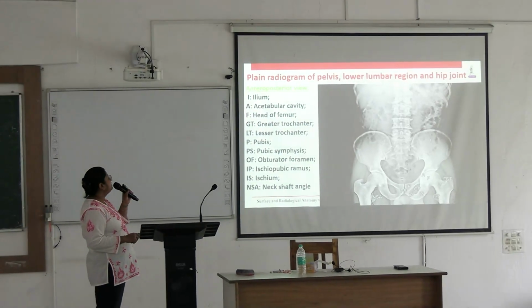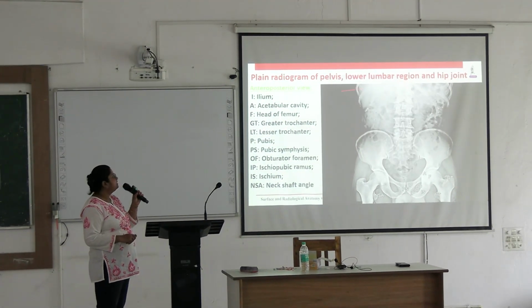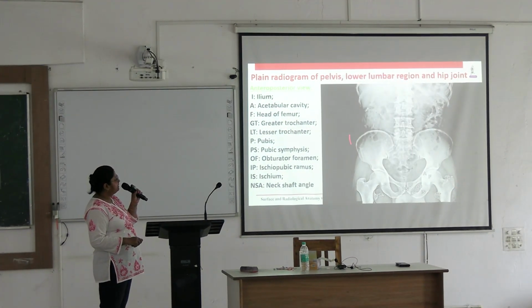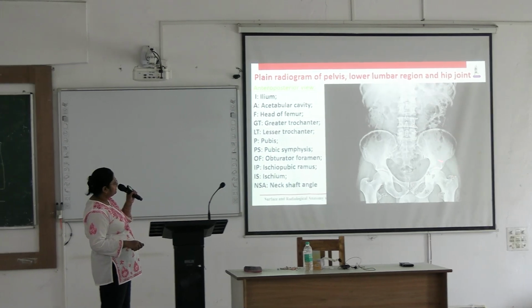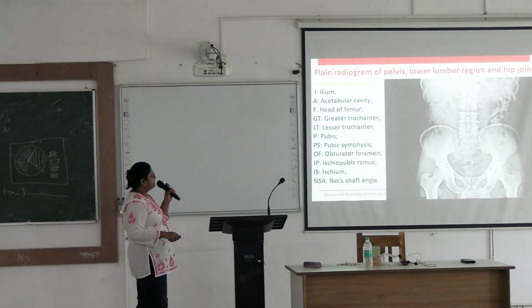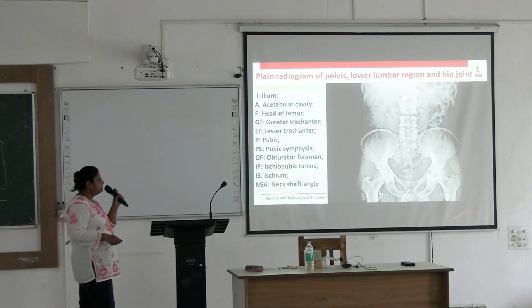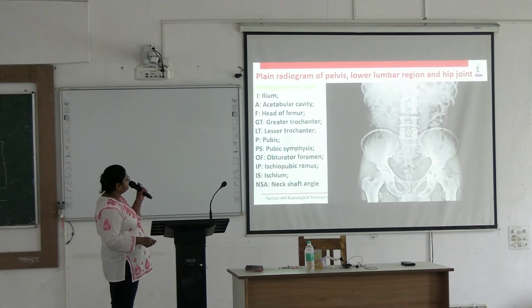This is plain radiogram of pelvis. Lower, this part is the pelvis, lower lumbar region and the hip joints. Okay, all these you can see from this radiogram. So I represents the ilium here. This is ilium, acetabular cavity. Here is the acetabular cavity. Here head of femur is located within the acetabular cavity.